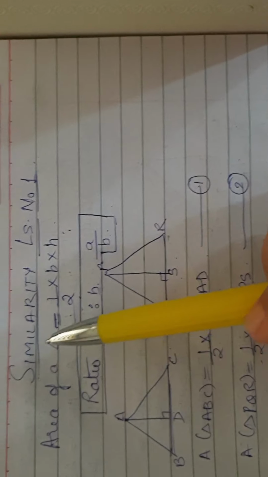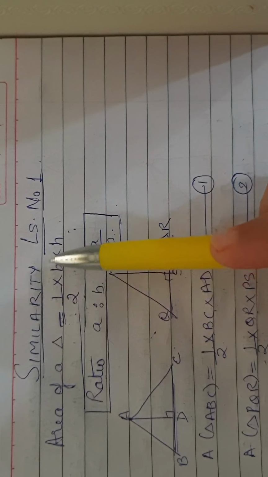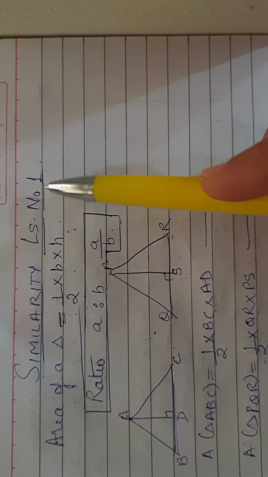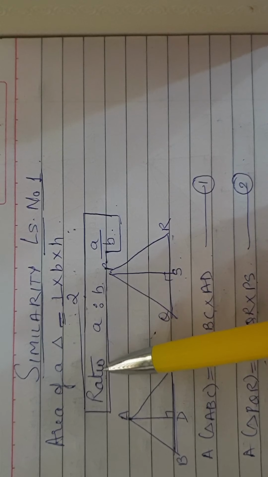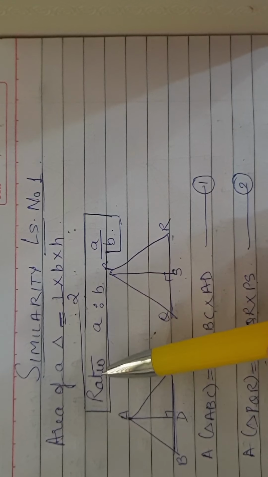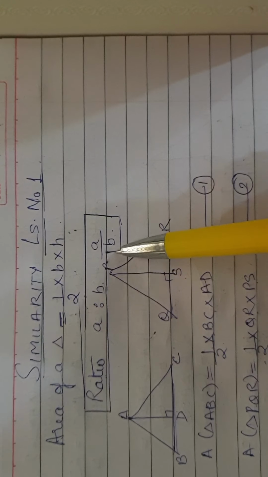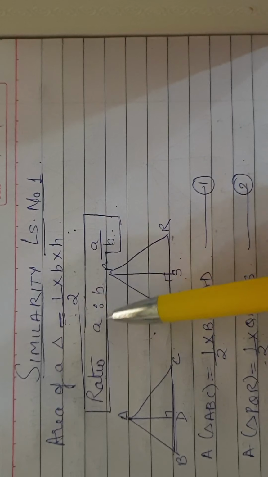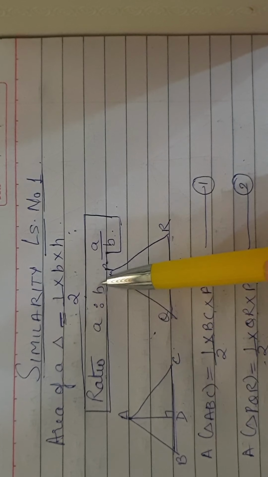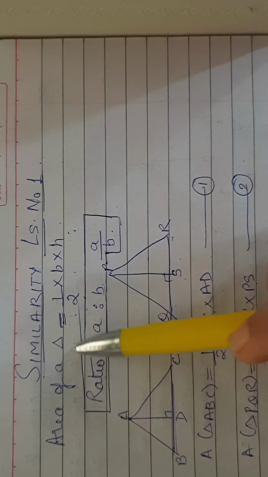Good morning. The topic of the day is similarity, that is geometry lesson number 1. Now, everyone is aware of the concept of ratio. When we say ratio, we mean A is to B or A upon B. Now, I'll need this word ratio basically because what I'm going to talk about is area of a triangle.